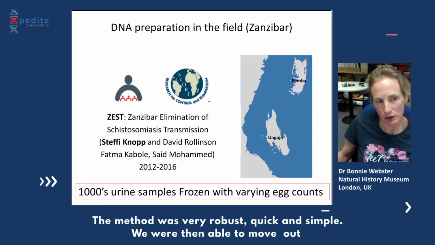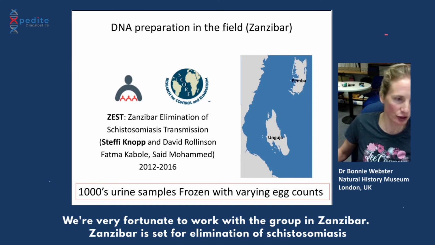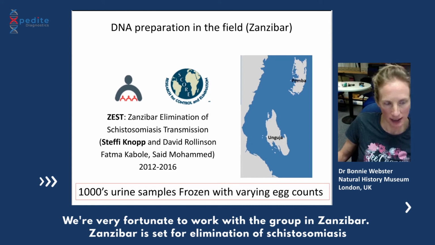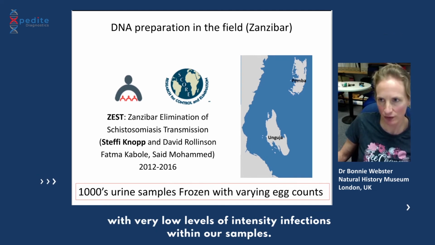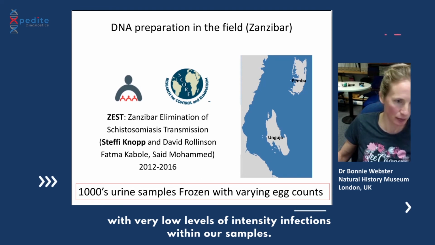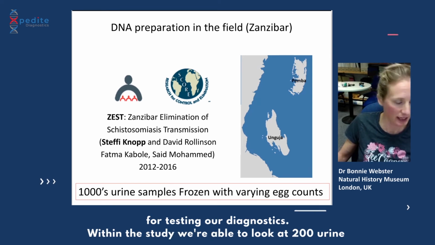We were then able to move out into the field to test some real, clinical samples. We're very fortunate to work with a group in Zanzibar, which is set for elimination of schistosomiasis through multiple decades of control. So we're down to very low levels of infection, with very low intensity of infections within our samples. We have access to large numbers of frozen urine samples from these control programs, which is a fantastic resource for testing our diagnostics.